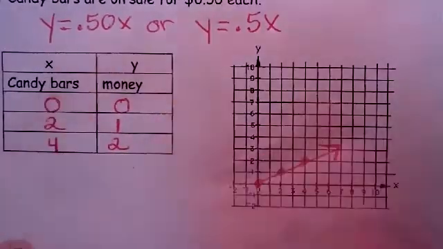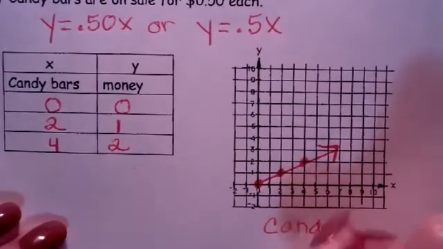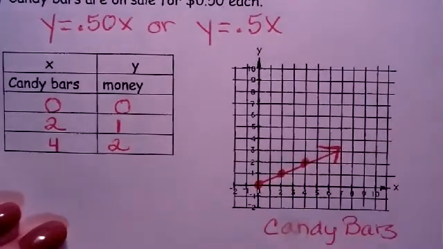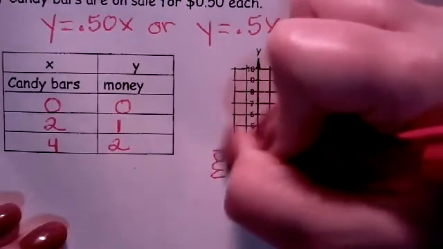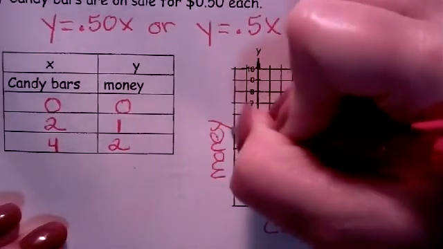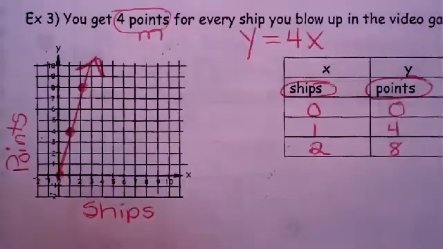X was the what? Candy bars. And then the y-axis right here was the what? Money. It's hard to write sideways sometimes. Okay? Now, I'll get that back out of the way. Sorry about that. Now, let's look at example 4.